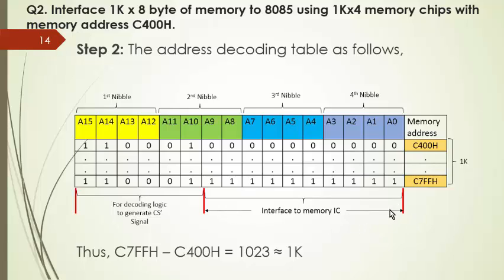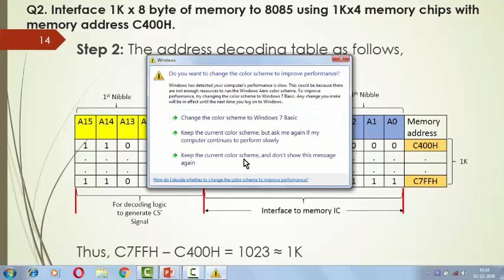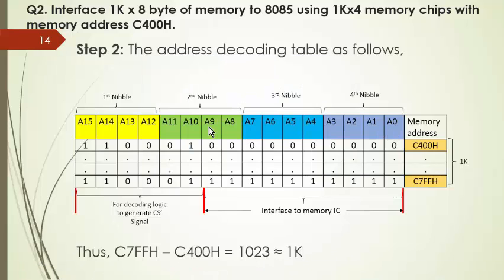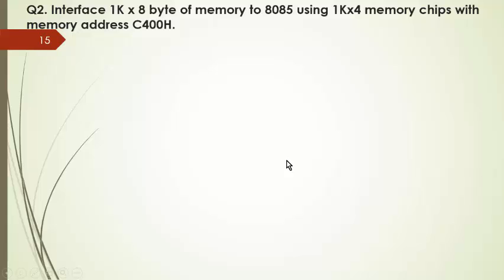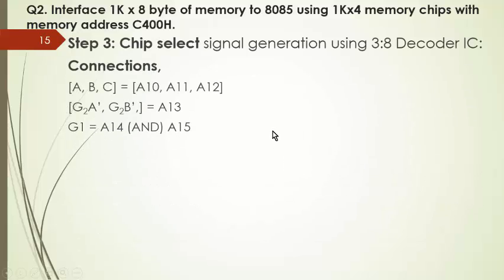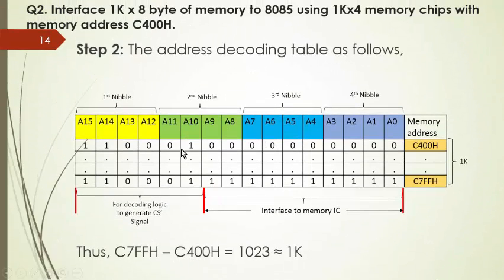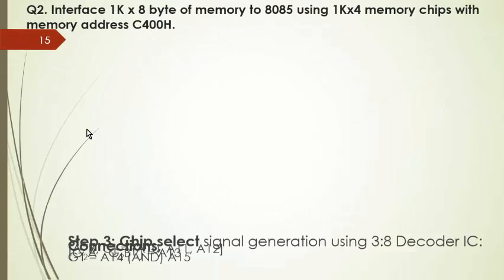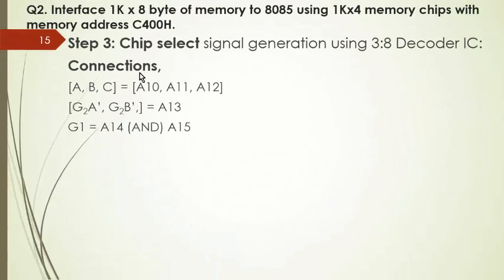That is C7FF minus C400, that is 3FF. If you convert that hex number to decimal, you will get 1 kilobyte of memory capacity. So as here we are getting 1023 or 1 kilobyte of memory capacity, that means the calculated number of address lines is correct. If you are getting the wrong memory capacity, definitely the address line number calculation or count of address lines is wrong.